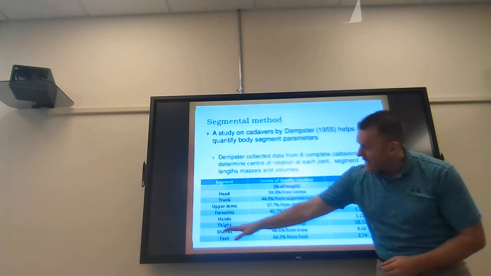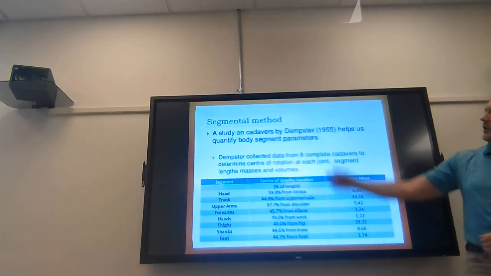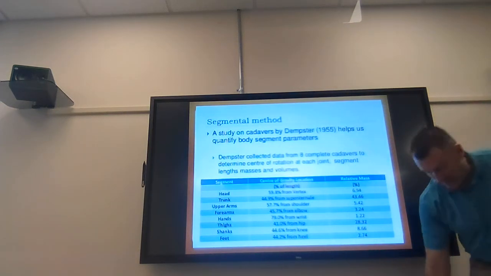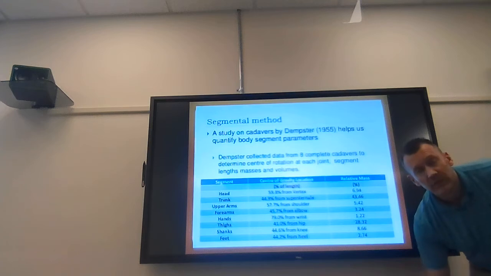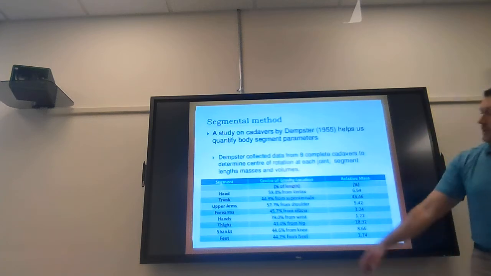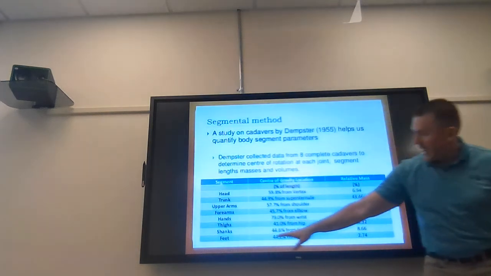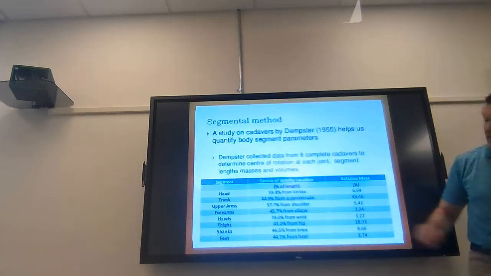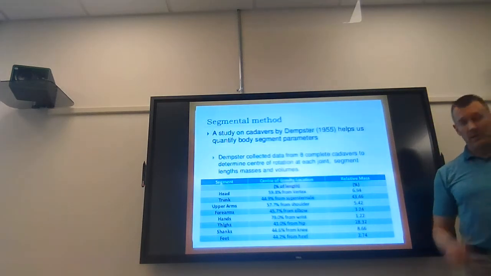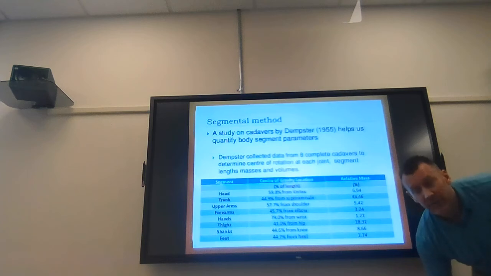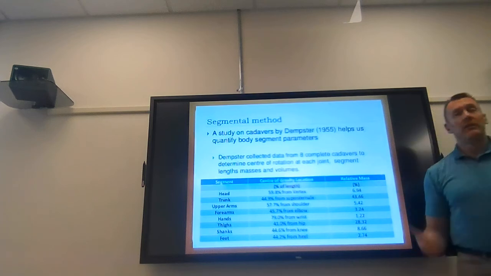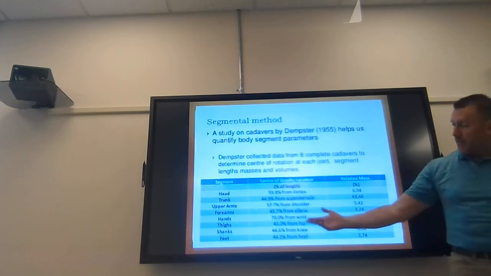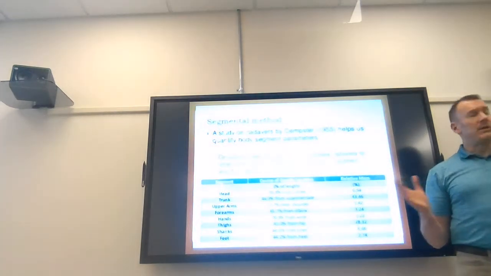So shanks, that's a term used way back then for this segment from the knees to the ankle. You can see that segment, 44.6% from the knee joint. So not halfway, but closer to the knee. And that would take into account where the mass of the calf muscles are located.